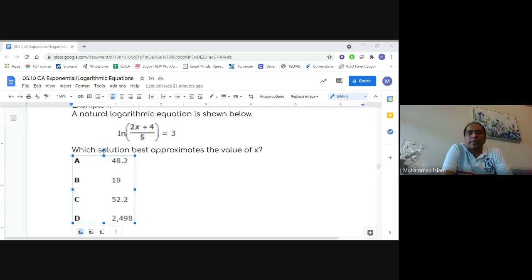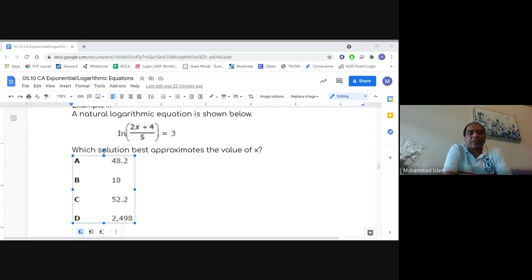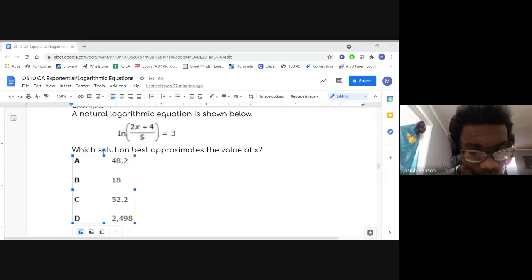Jose, what do you think? Don't we have to get rid of the fraction inside the parentheses, or simplify the fraction? Before we simplify the fraction, you see the log here, ln, log natural, right? Oh, yeah. Can we get rid of that log? Yes. How?